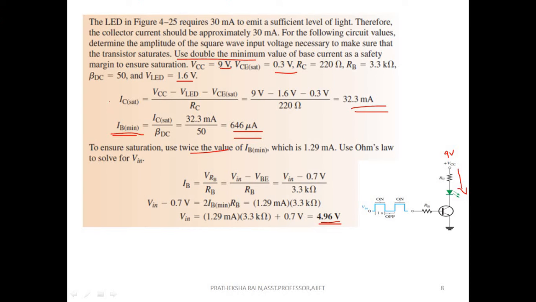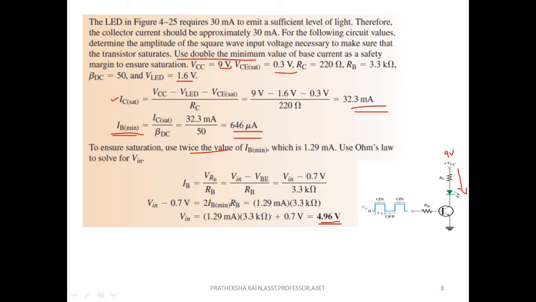For the IC saturation equation here with the LED, you have to take all the voltages across the path of the collector current, and then you will get the saturation value. From that you can find IB minimum, and Vin you can find from the equation IB equals VRB divided by RB, substituting VRB as Vin minus VBE.